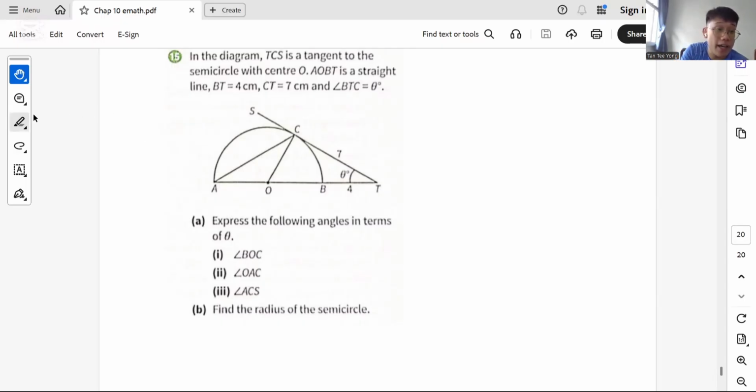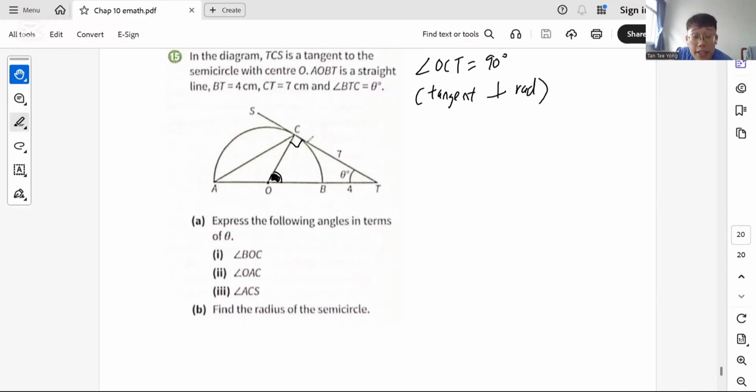So first thing first, angle BOC. BOC is over here, right? So they want us to find this. If you think about it properly, ST is a tangent to the circle at C, and OC is the radius because O is the center of the circle. So that means we can say that this is 90 degrees. How come? Because angle OCT equals 90 degrees, tangent perpendicular to radius.